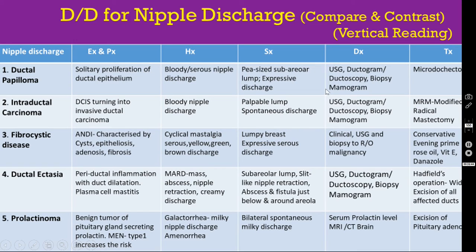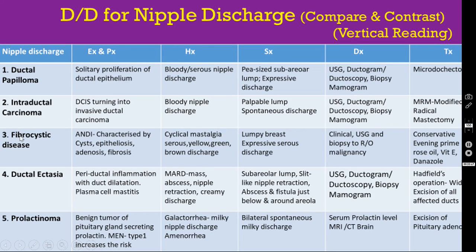Here also you should do an ultrasound and mammogram. You can also do ductogram or ductoscopy, and because it is cancer, you shouldn't take any chance. You have to go for modified radical mastectomy, and you have to subject the specimen for biopsy for histological confirmation. Whatever tissue you are removing from the body, you have to subject it for biopsy.